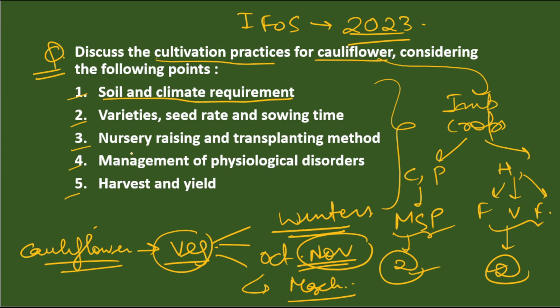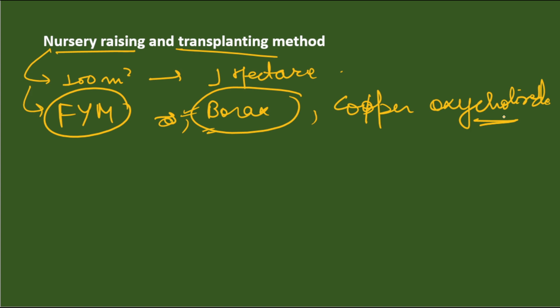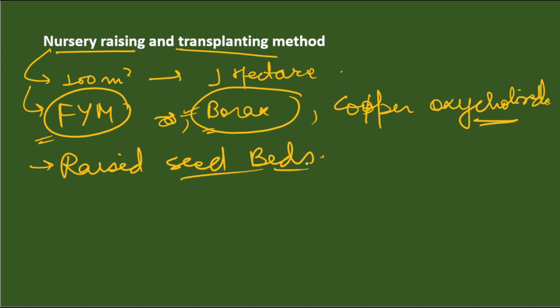Here we have to also discuss physiological disorders, so you will be able to understand. Here just remember that we need FYM, we need borax, and these are the common things. We also sometimes need copper oxychloride. So these things should be kept in mind while planting in nursery or raising in nursery. We need to use raised seed beds because drainage is very important here. In raised seed beds we will get good drainage. So these are the things we need to keep in mind while raising in nursery.